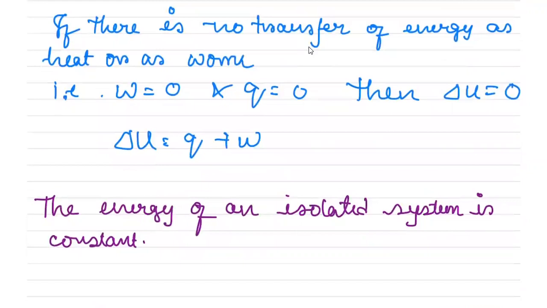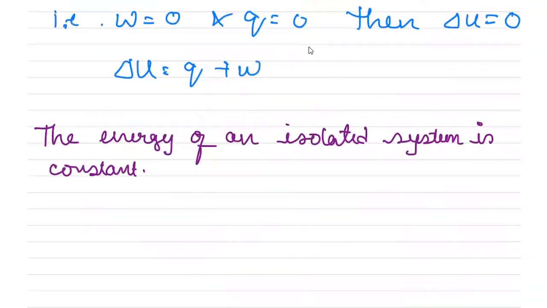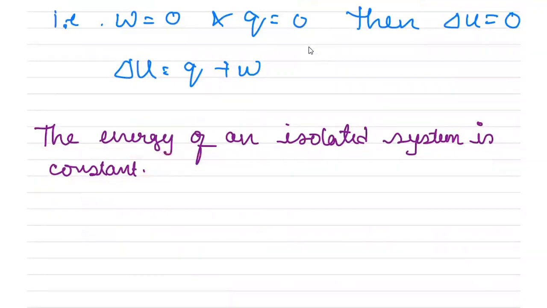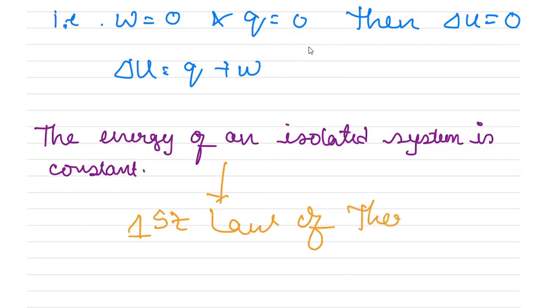So delta U, the change in internal energy, equals heat plus work done. That means the energy of an isolated system is always constant. Very important thing: the energy of an isolated system is always constant. This is the first law of thermodynamics.